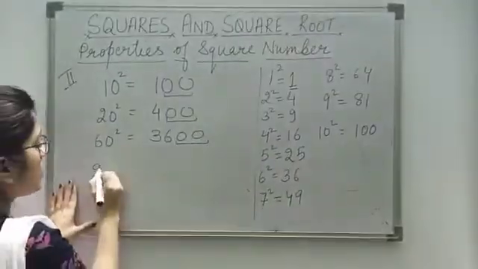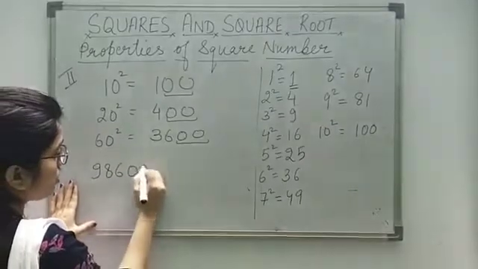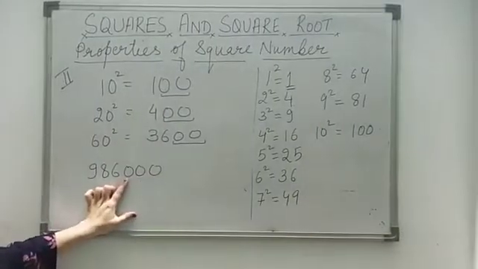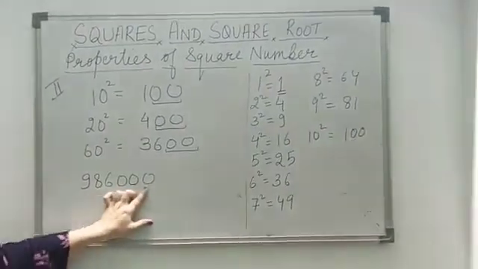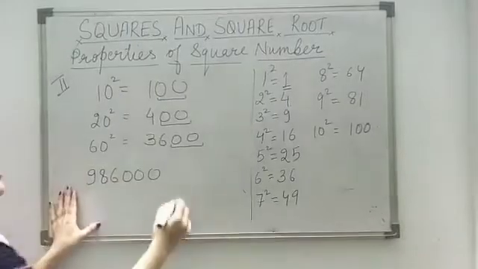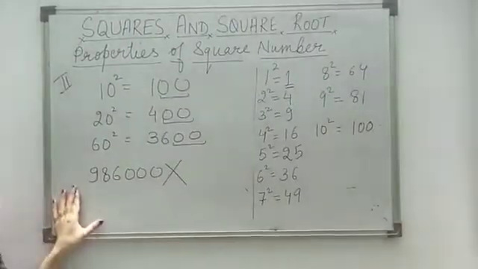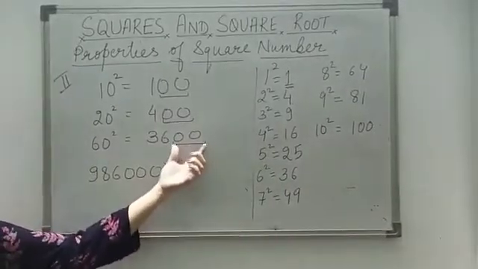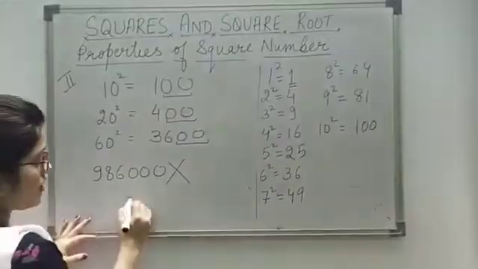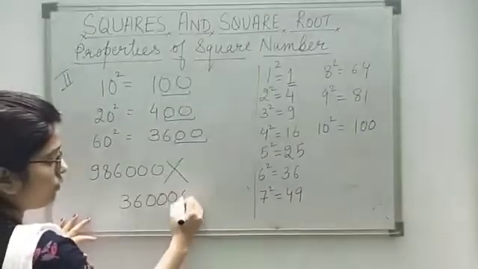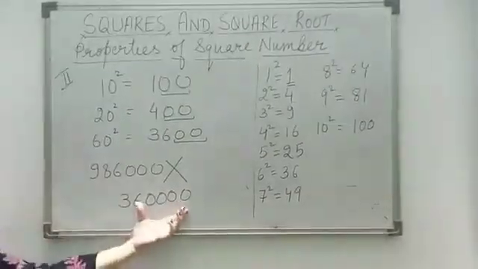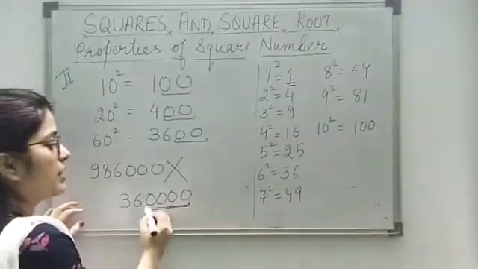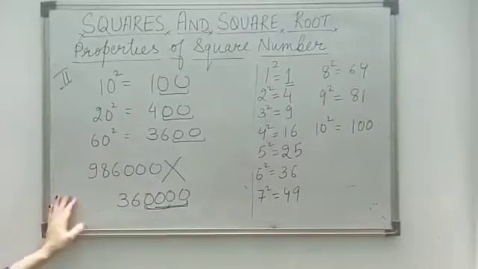But if I write down 986000, here you observe how many zeros? Only 3 zeros are there, an odd number. If an odd number of zeros are there, then definitely it's not going to be a perfect square. So always remember your zeros should be an even number. If 4 zeros are there, for example, if I write down 3, 6, 1, 2, 3, 4, then you can say that it can be a perfect square. Why? Because 4 zeros, an even number of zeros, are there.